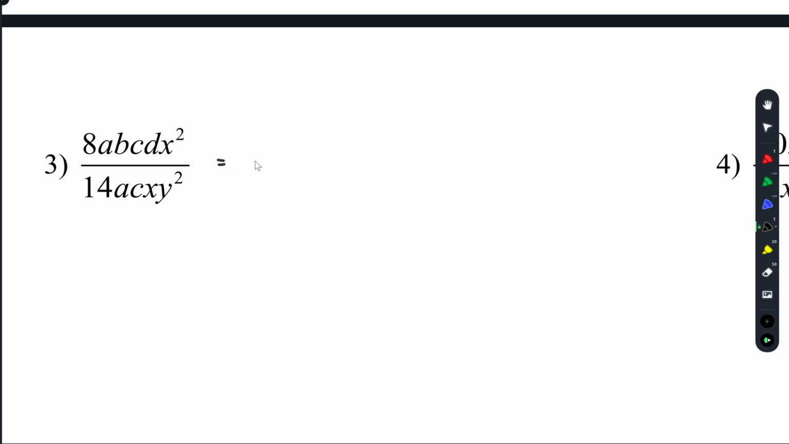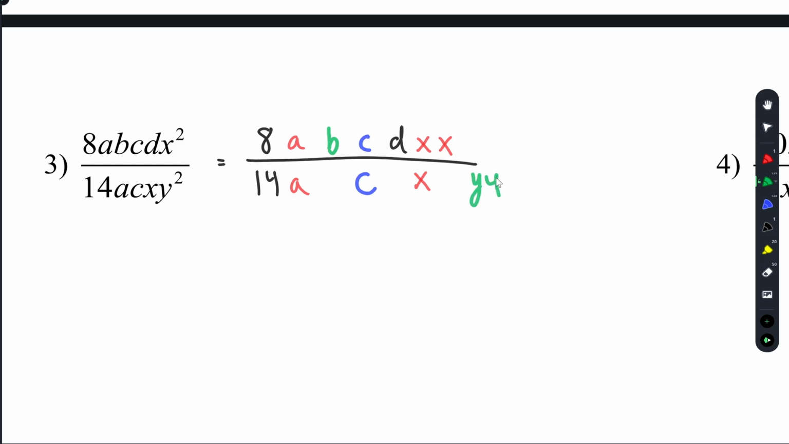Okay, so for the numbers, you have 8 and 14, and then you've got an A and an A. You've got a B, no B's on the denominator, a C and a C. And maybe you don't need to do this, but sometimes it's easier to match them up. Here there's 2 X's, this one has 1. And this next one only has 2 Y's. So I break them up so it's easier to see which ones all go together.